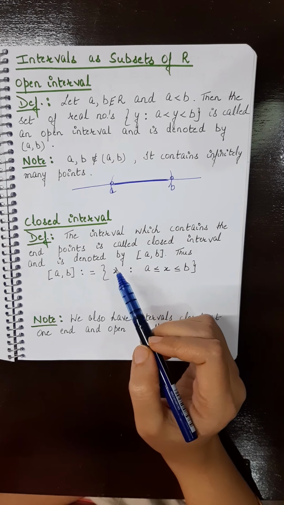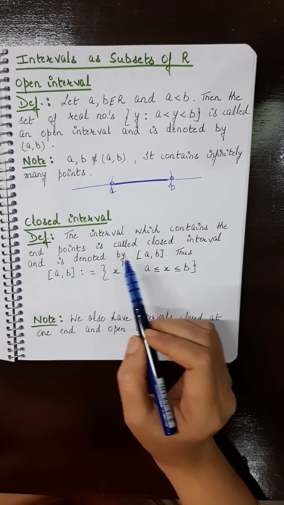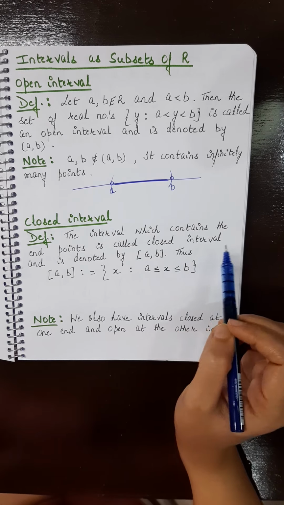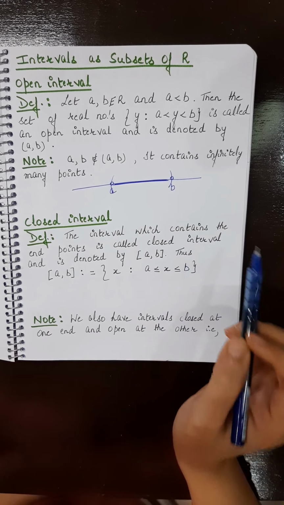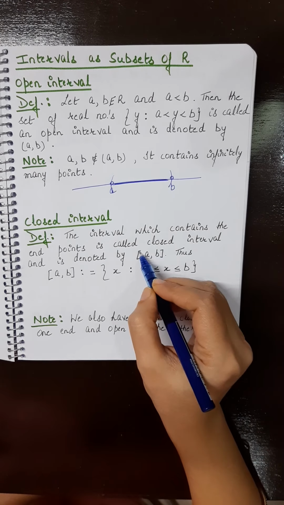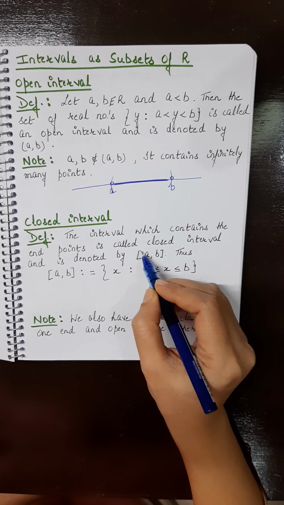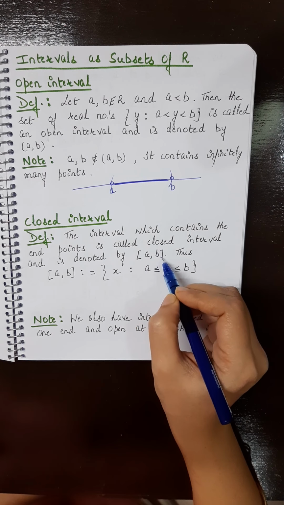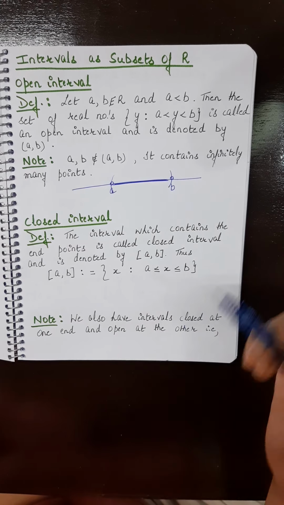Similarly, we can define what a closed interval is. The interval which contains the endpoints is called a closed interval, and it is denoted by this square bracket, A comma B, and you close that. So it contains the endpoints.